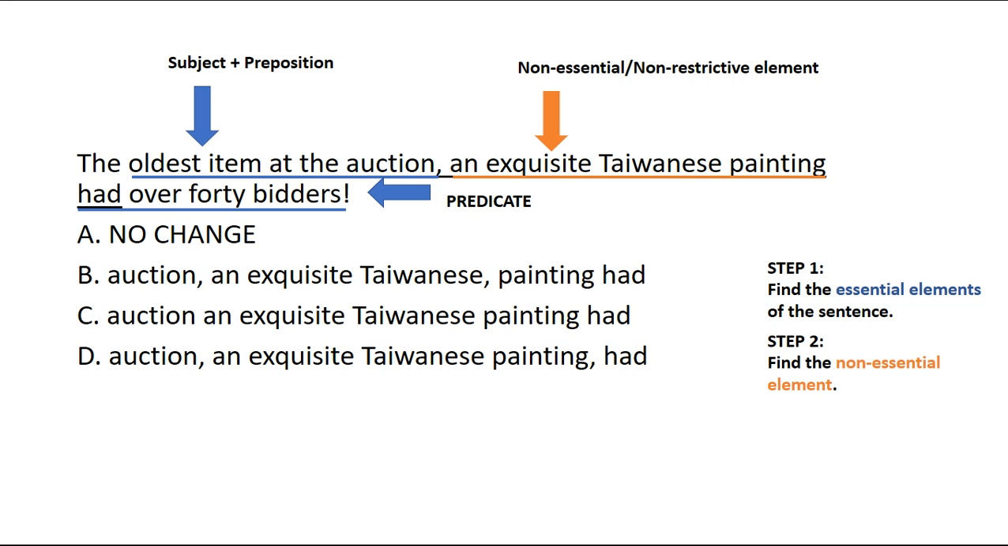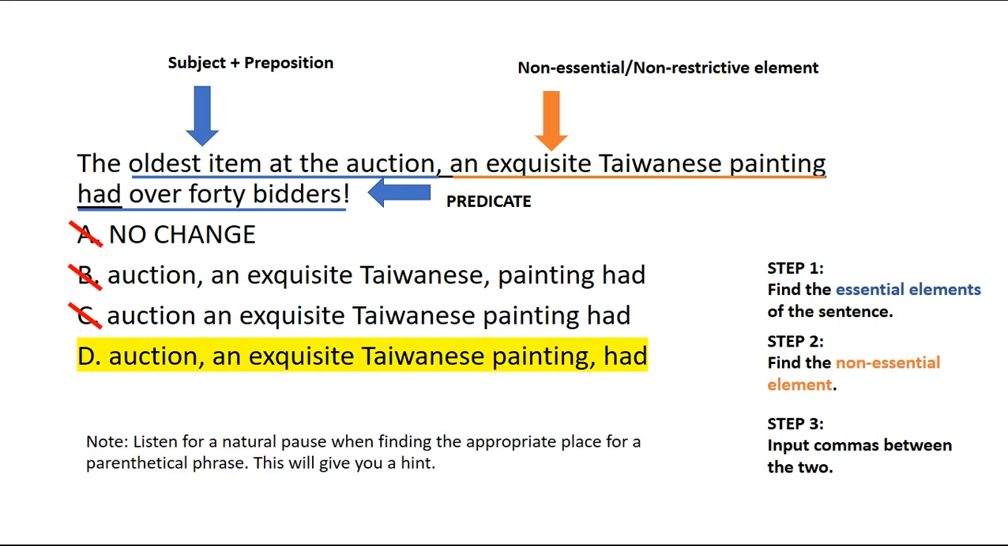The exquisite Taiwanese painting. Okay, so once we've properly allocated our subject, predicate, and non-essential elements, we're going to want to separate with a comma. So we'll separate with a comma here, and we'll separate with a comma here, and then we'll find the answer choice that has that. So if we went through all of these, we can see A doesn't do that properly, neither does B, because B puts the comma here, but we know the comma should be here, and C just takes it all out altogether. So that only leaves us with one answer choice, and that is answer choice D, an exquisite Taiwanese painting.